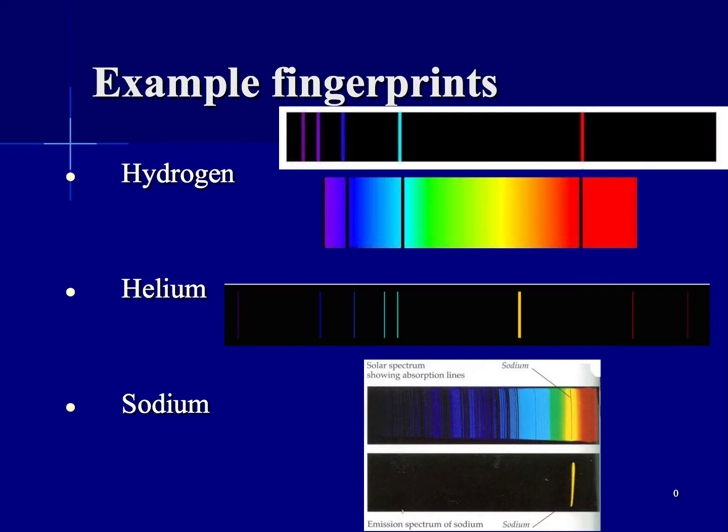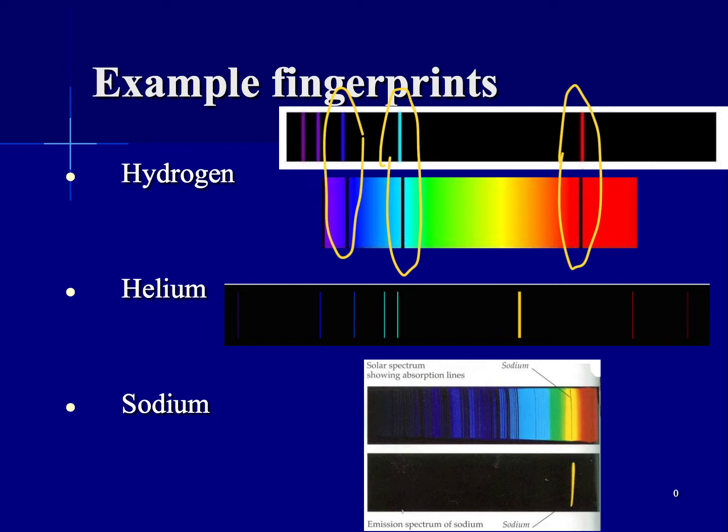Again, each element is unique, different than each other element. The first two spectra shown are both for hydrogen. The top one is a bright line spectrum, and the lower one is a dark line spectrum. Can you see how the lines of each one match up? And they're both for the same element.